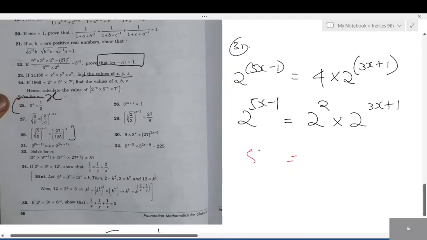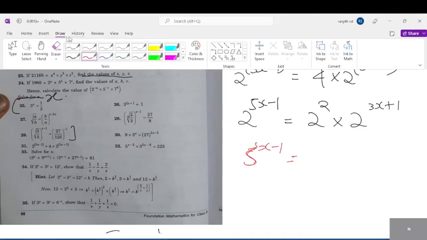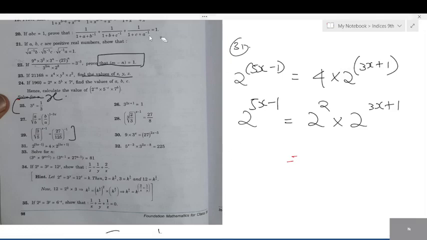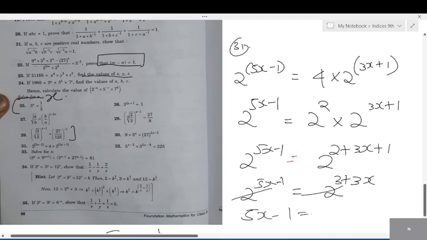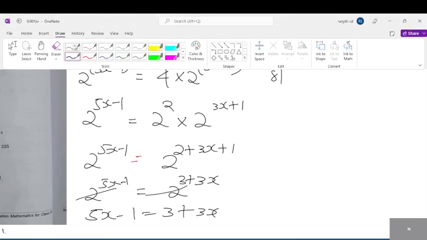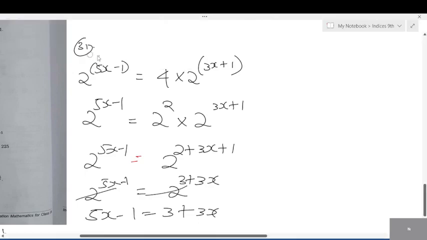Yes, what's the answer for this, students? What did you all get? Your base is the same, and base is the same, 2 plus 1. Next, 2 into 5x minus 1, 2 plus 1 is plus 3x. These two get cancelled. What is left? 3x minus 1 is equal to 3 plus. Yeah, what's the answer?